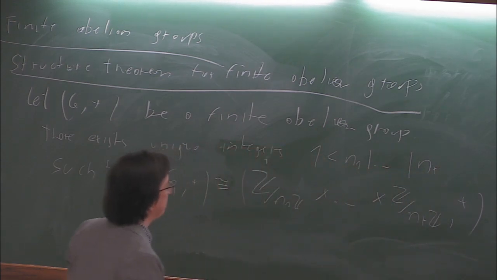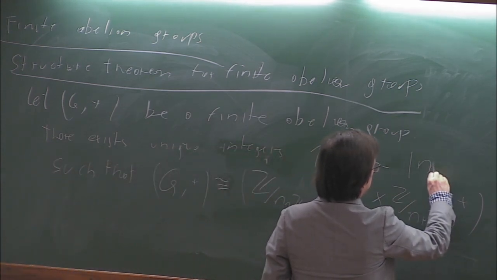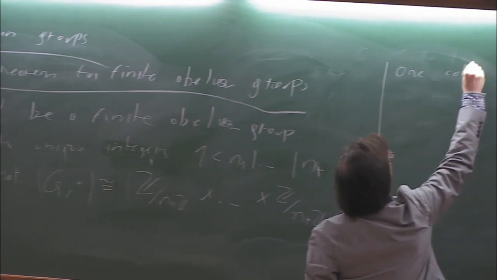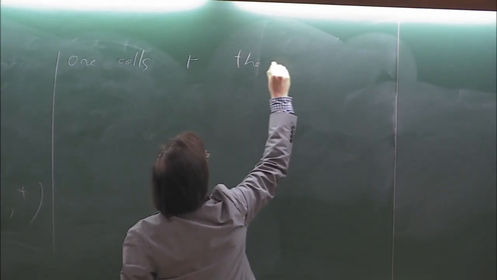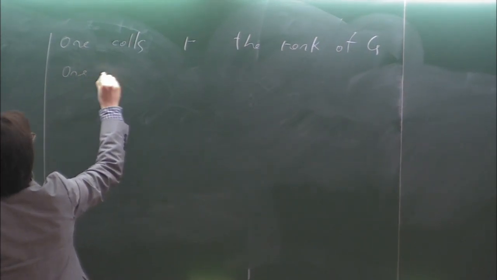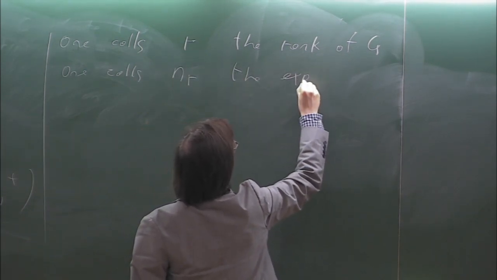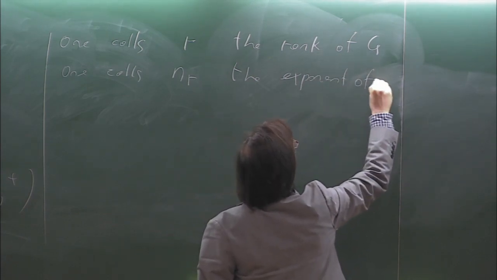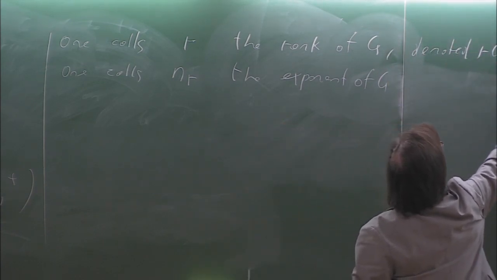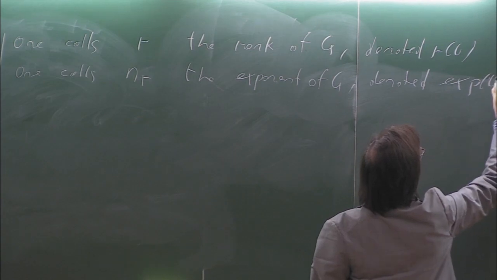Since this is unique, the parameters that appear here are of some relevance, and they have names. One calls r the rank of G, and one calls n_r the exponent of G, denoted exp(G), the exponent of G.